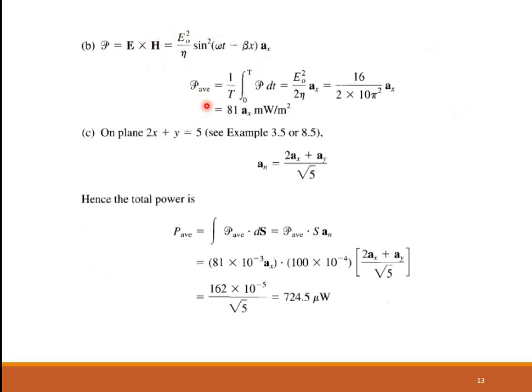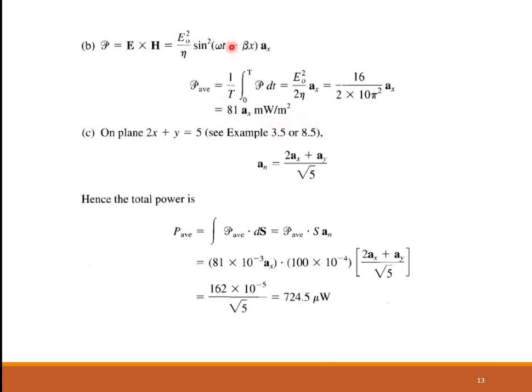In order to find the time average power, that is the time average Poynting vector, this expression is already derived. In place of this P, we'll substitute this. In general, when you integrate the sine square omega t minus beta x term or the cos square omega t minus beta x term, it simplifies to this form, E0 square by 2 eta, in the AX direction. You know the values, you substitute, and that's how you get the expression.